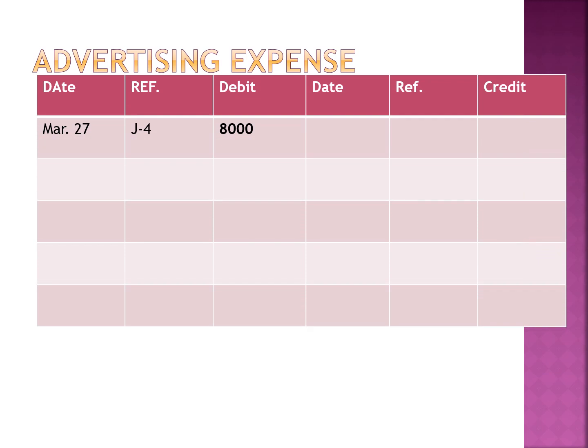Advertising expense. So we also have one transaction only affecting our advertising expense that was dated March 27 of our journal book. So on page or slide number 4. So the debit amount was 8,000. That's why we also post it on the debit side here in our account title, General Ledger Advertising Expense.